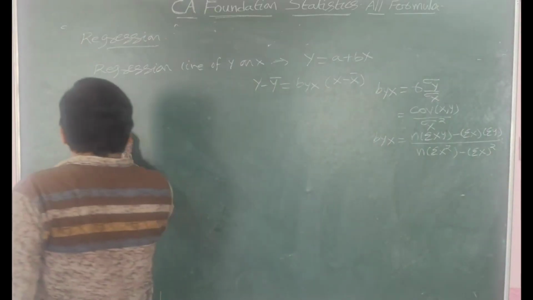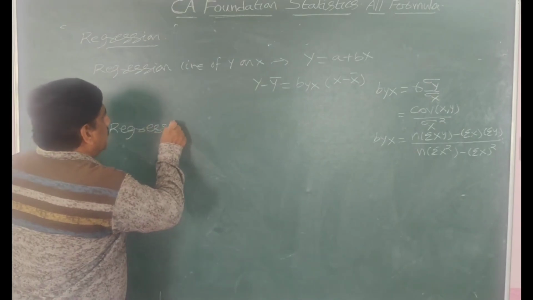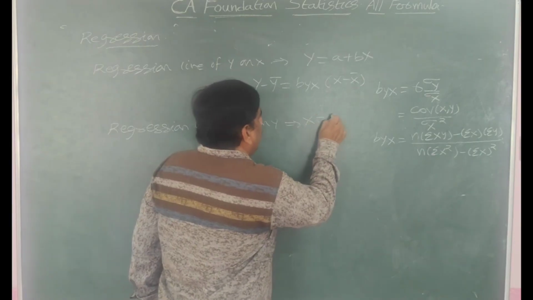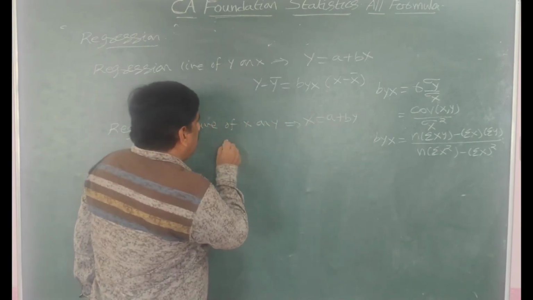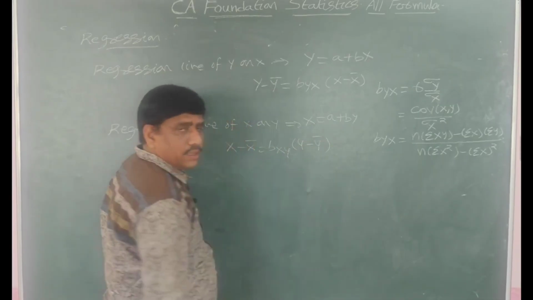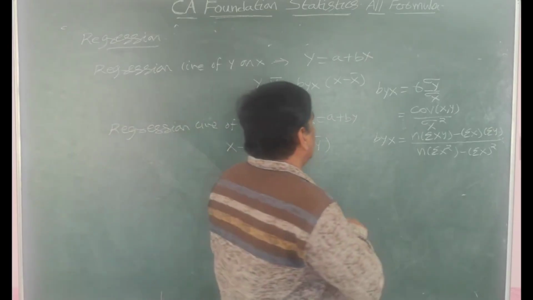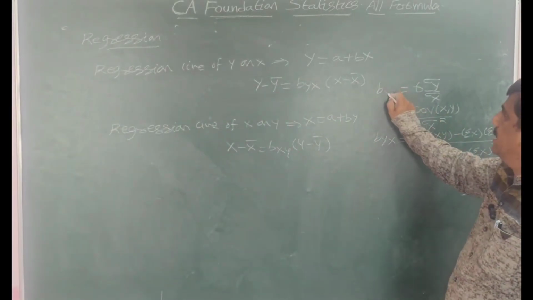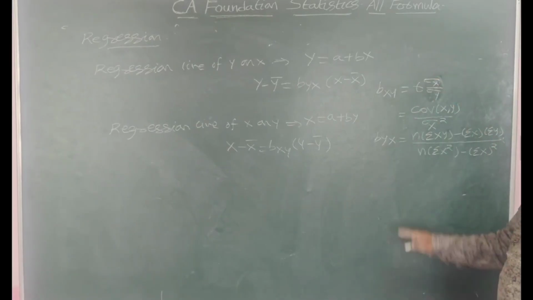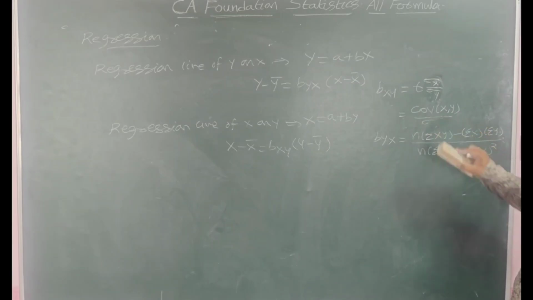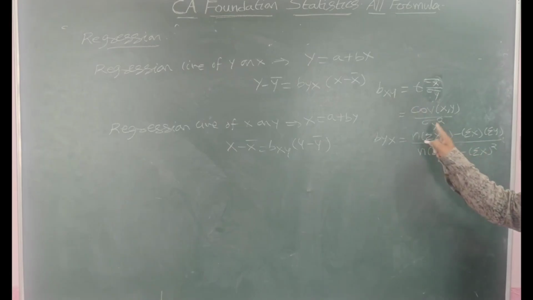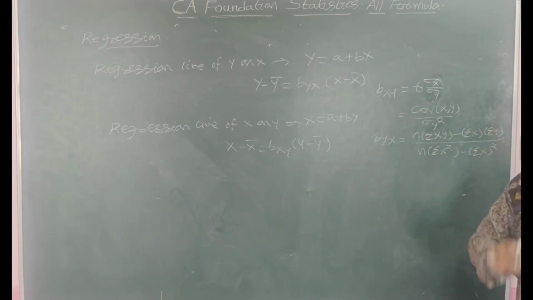If it is the regression equation of x on y, the form will be x equal to a plus by, which can also be written as x minus x bar equal to bxy into y minus y bar. Coming to bxy, the formula is r sigma x by sigma y, whenever r and standard deviations are known. If covariance is given, covariance of xy by sigma y square is the formula for bxy. In bxy, y is the denominator. In byx, x is the denominator.